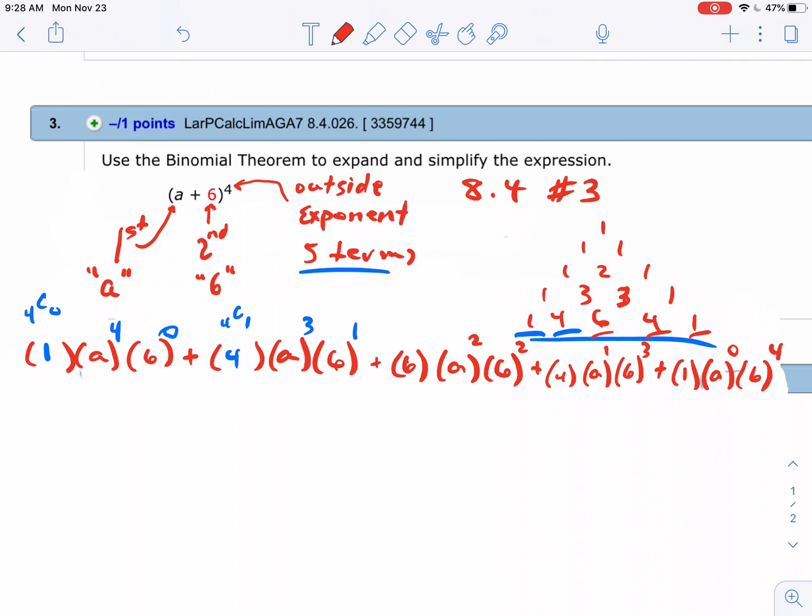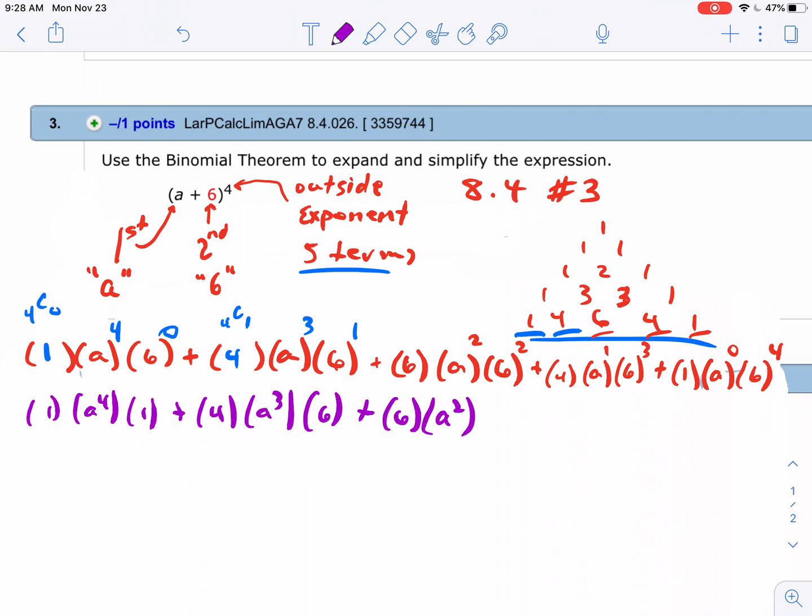And so now I like to go back and simplify each thing. So this is just a 1. This is A to the 4th. This is 1. This is 4. This is A cubed. This is 6. A squared. 6 squared is 36. And then 4A. And as you start getting into some of these, you want to have your calculator handy.